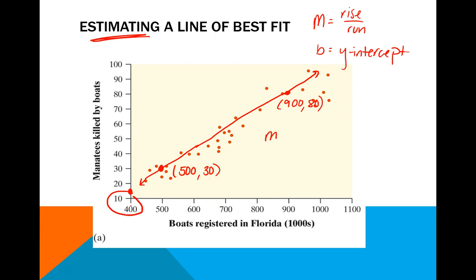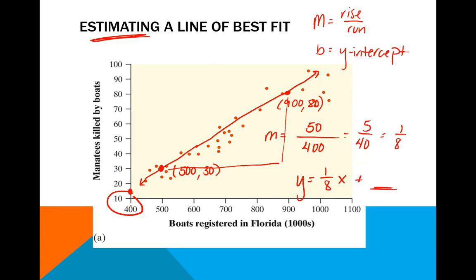So my slope is rise over run. So vertically, how far apart are these points? Well, I'm going from 30 to 80. So vertically, they're 50 units apart. Run, how far apart are they horizontally? Well, I'm going from 500 to 900. So that's about 400 apart. So then I can just reduce that. I've got 50 over 400, which I can reduce even further. I can make that a 1/8 for my slope. And so I'd be looking for an equation that was something close to y equals 1/8 x plus some y-intercept.